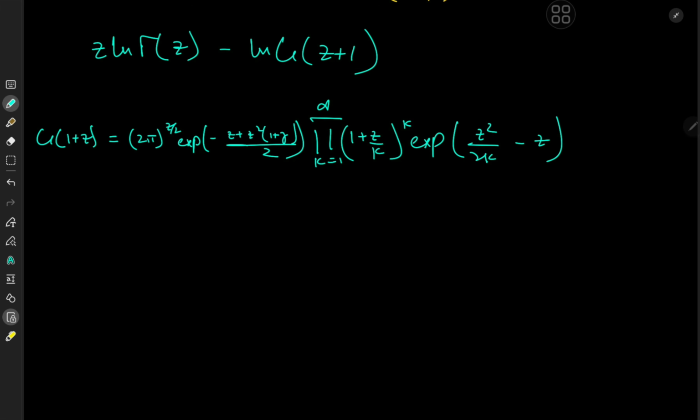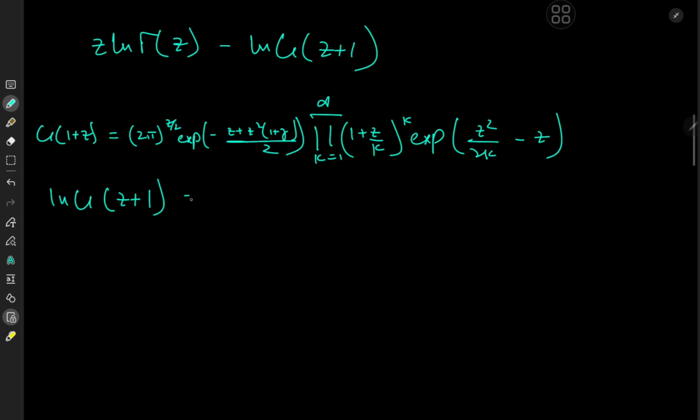Wow. And we need this logarithm. So we have log of G of z plus 1. This thing equals z over 2 times log 2 pi plus the logarithm of the exponential function just yields its argument.